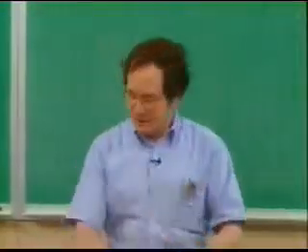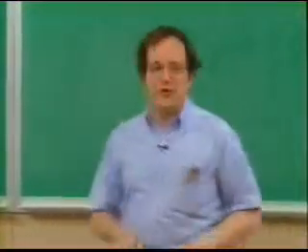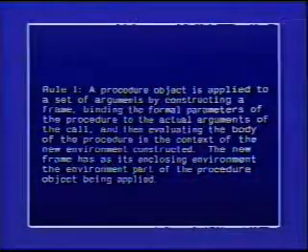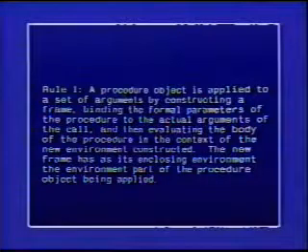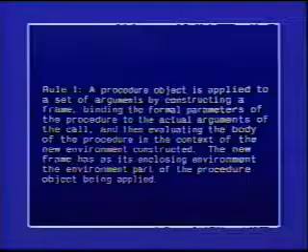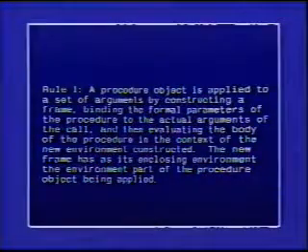Okay. The first rule, there's only two of them. These correspond to the substitution model rules. And the first one has to do with how you apply a procedure to its arguments. A procedure object is applied to a set of arguments by constructing a new frame. That frame will contain the mapping of the formal parameters to the actual parameters, or the arguments that were supplied in the call.